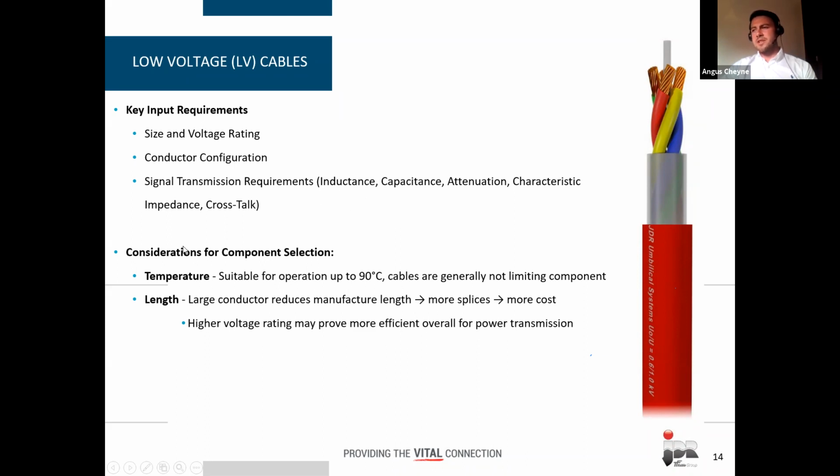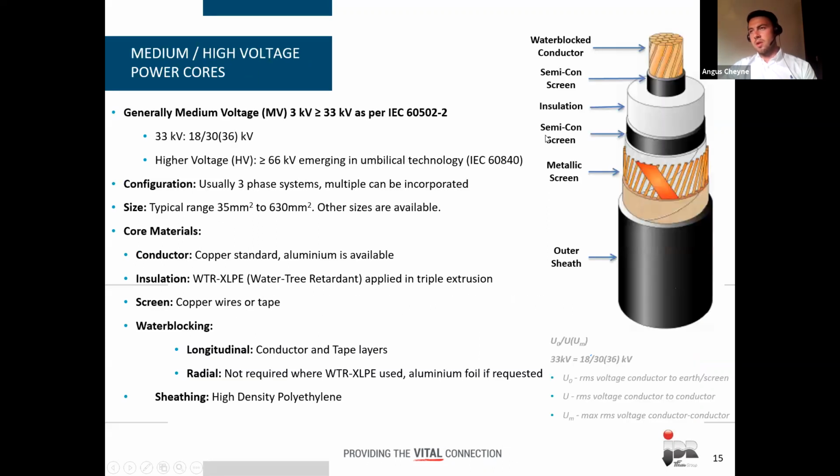In terms of considerations, these again are quite straightforward. The cables are suitable for operation up to 90 degrees Celsius and generally aren't the limiting component. In terms of the length, it's worth considering that if you have a large conductor, you're going to reduce the manufacturable length and therefore more splices and more cost. Therefore, if you need a large low voltage conductor, it may be worth considering switching to a higher voltage, which leads on to the next slide.